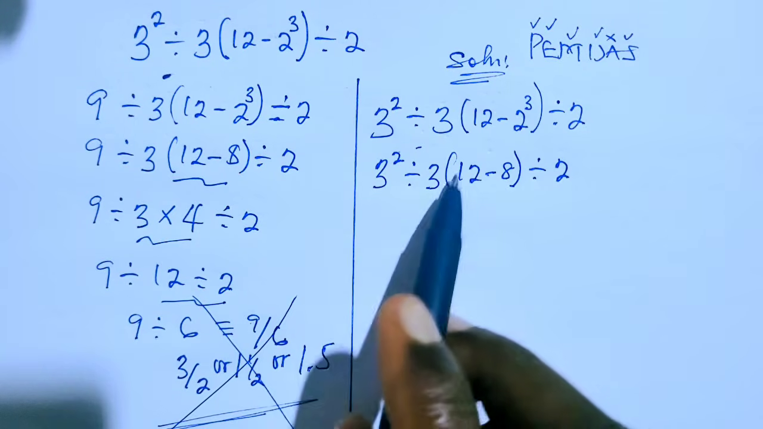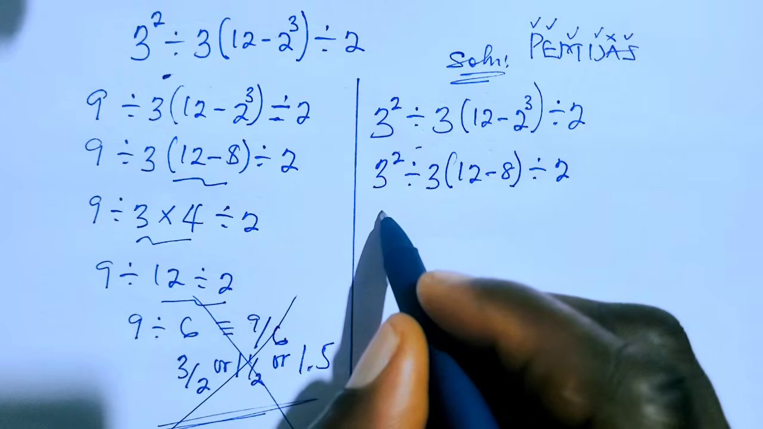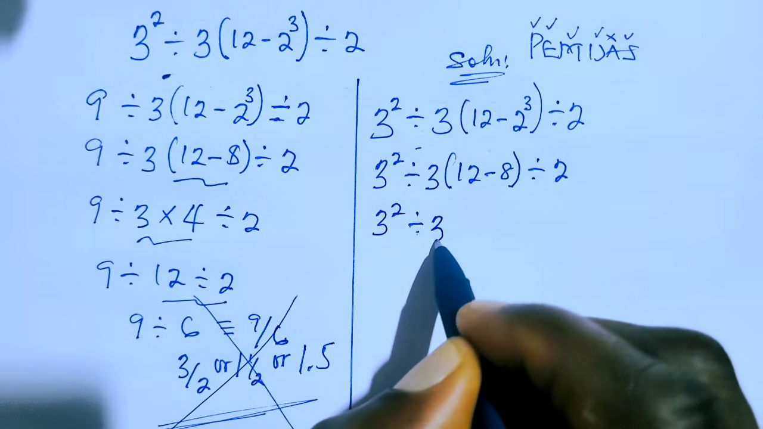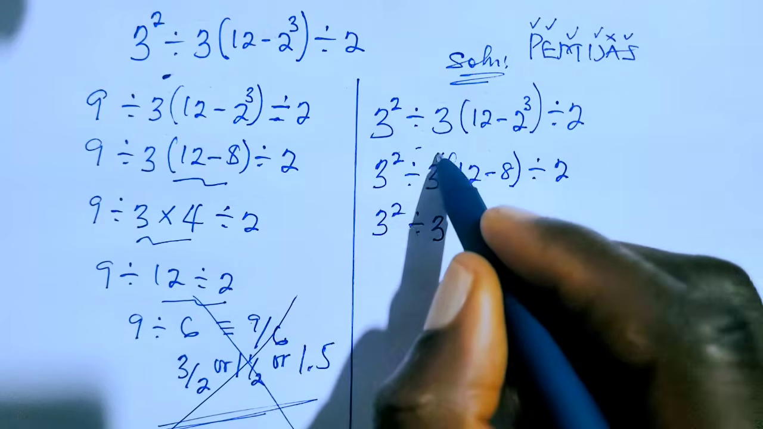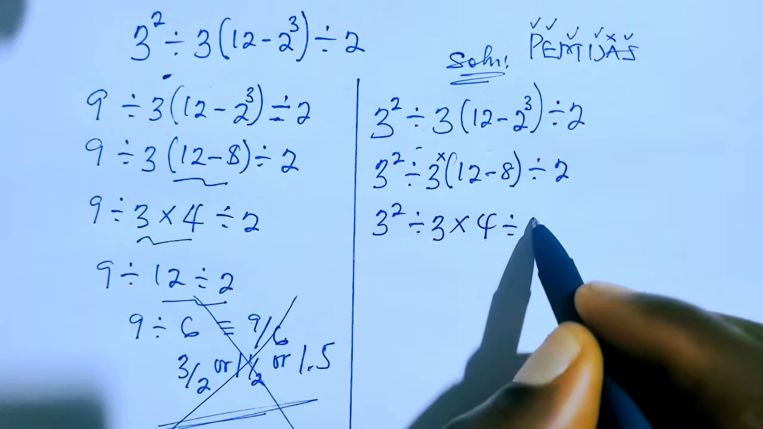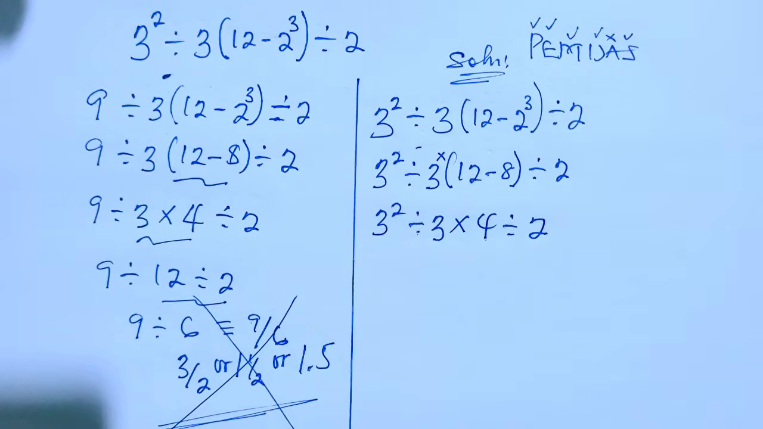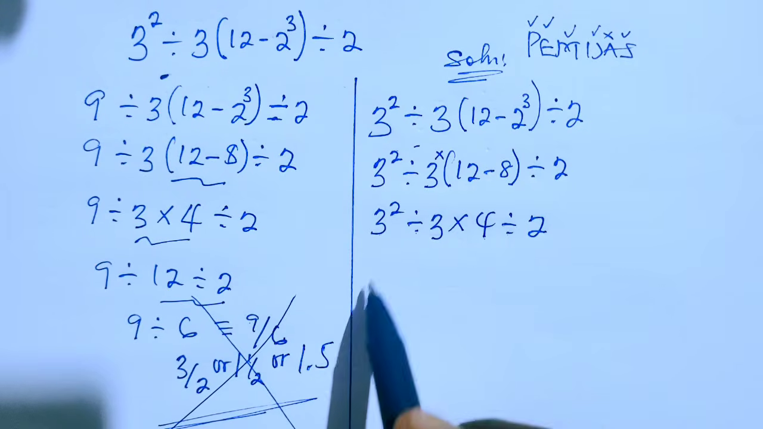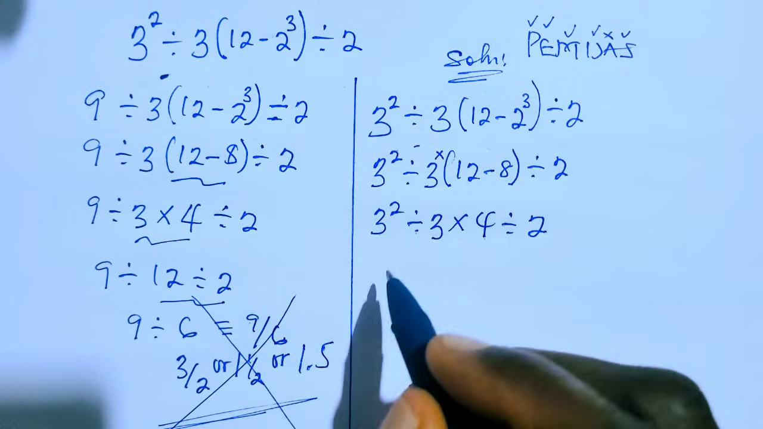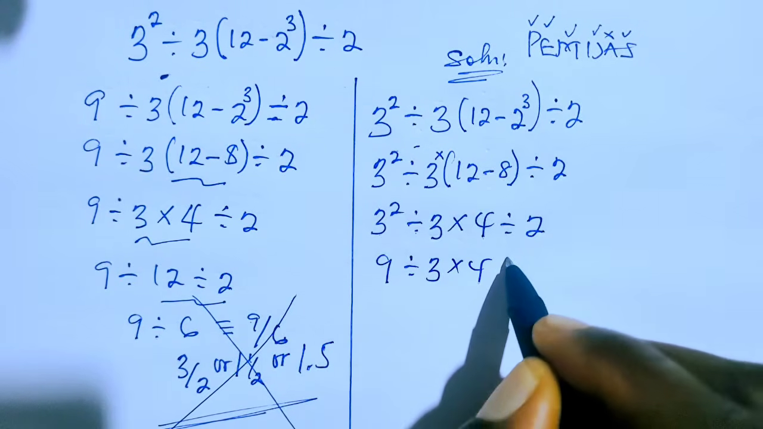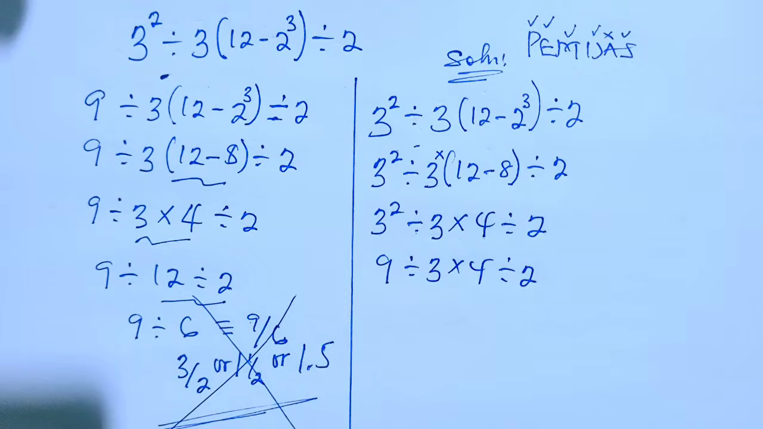Now still in the parentheses, we have here 3 to the power of 2 divided by 3. When this is multiplication, we multiply this 12 minus 8, that gives us 4, divided by 2. Now right here, what are we going to consider next? We are going to consider exponents. Exponents here now. 3 to the power of 2, that will give us 9, divided by 3, multiplied by 4, divided by 2.